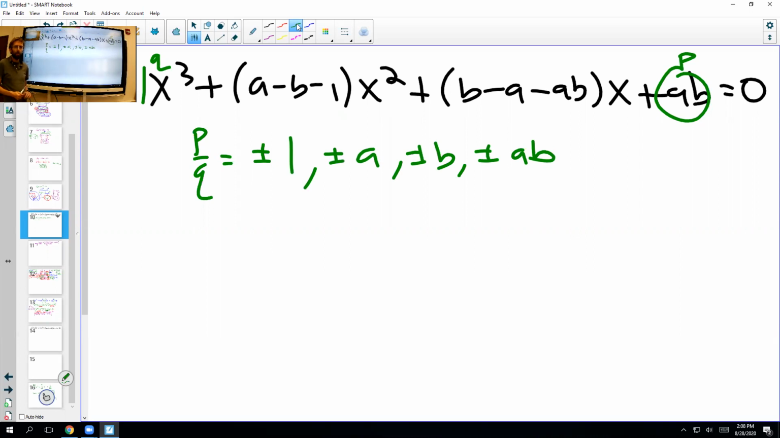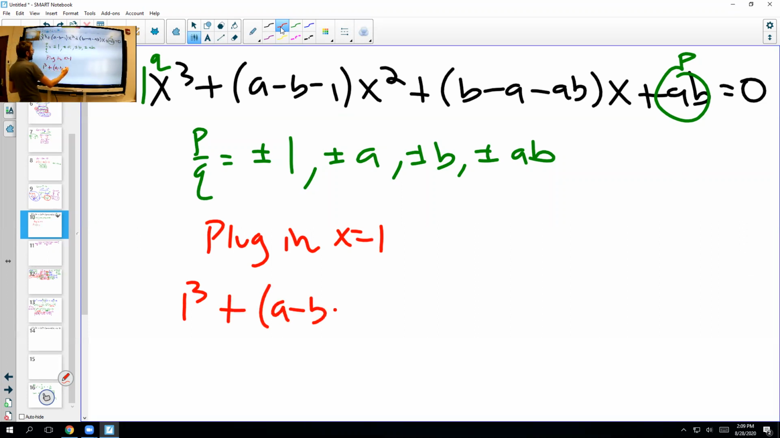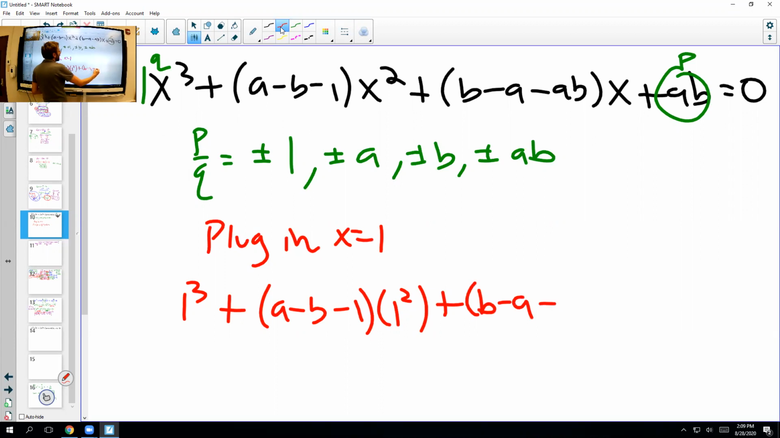Okay, how do you figure out if one of these works or not? Well, that's a good question. Something that would be great if it worked would be 1. That's kind of our favorite value. So let's just try plugging that in and see if that actually works. I'm going to plug in x equals 1. So I get 1 cubed plus (a minus b minus 1) times 1 squared plus (b minus a minus ab) times 1 plus AB.